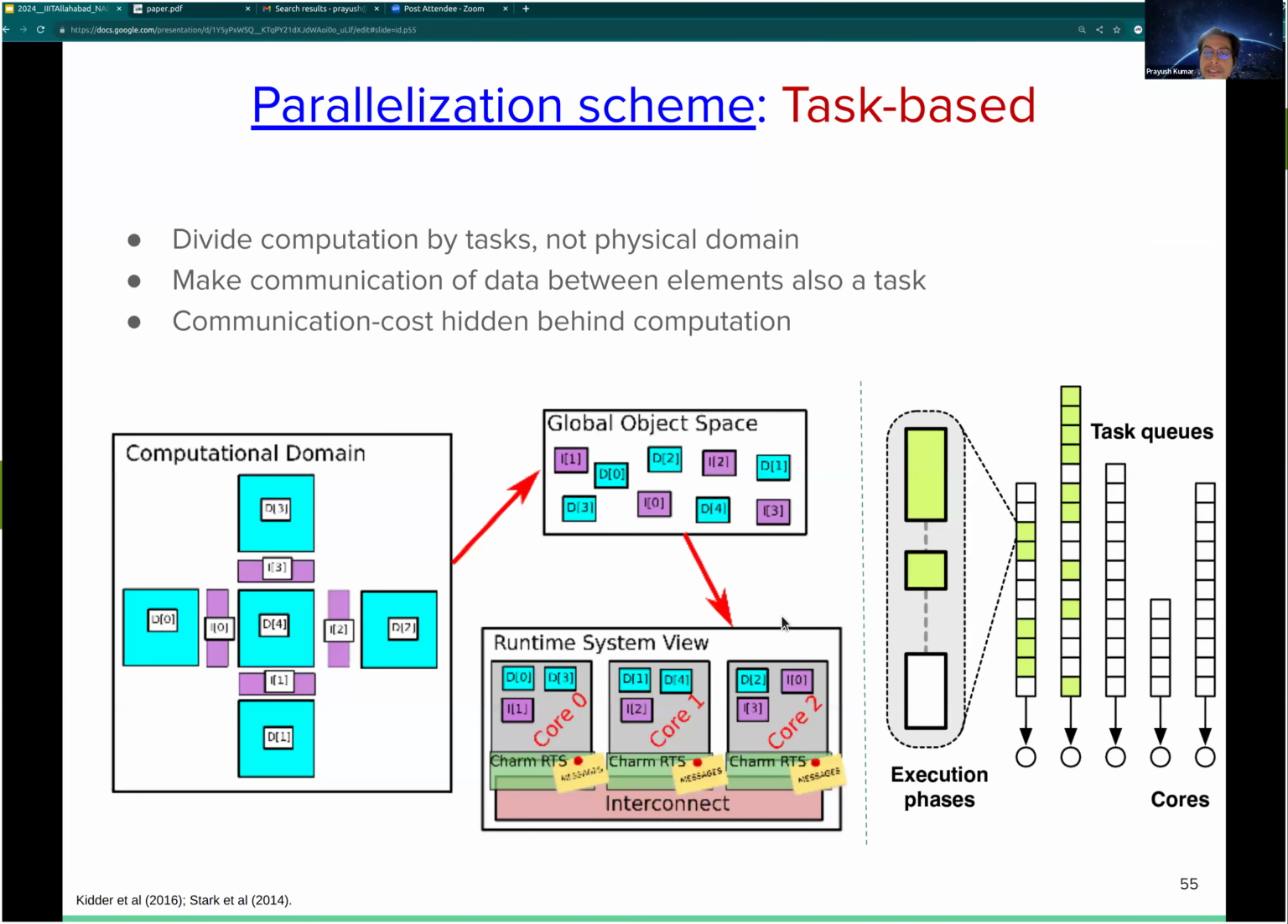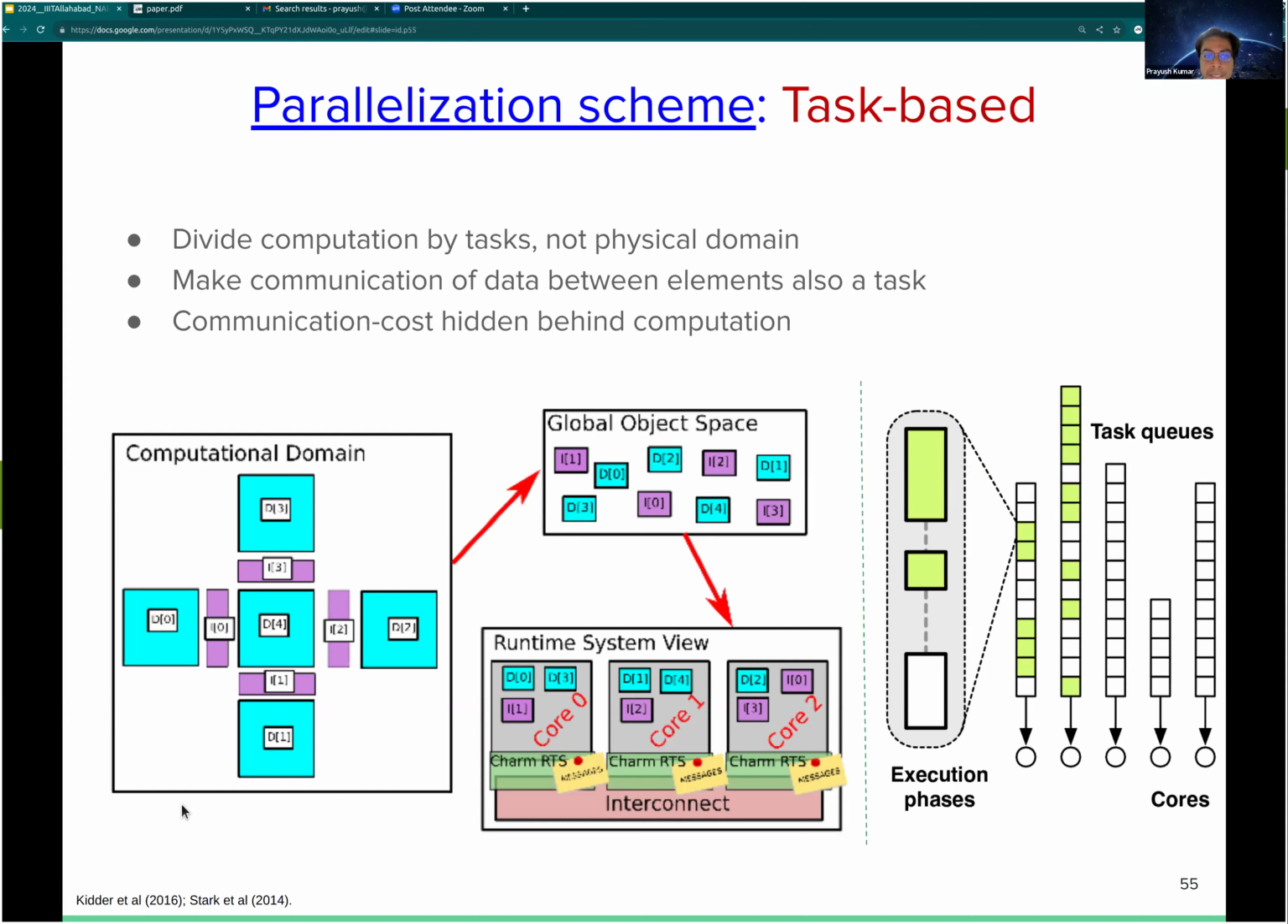So the new parallelization scheme that we embark upon is called a task-based parallelization scheme. And this is not something new in the world, in the sense that in the industry it has been used in the past and it is currently being used at large scales. It's only in astrophysics that we have now recently started using it.